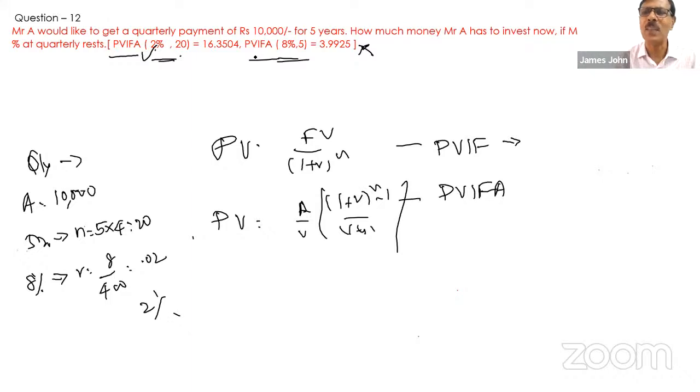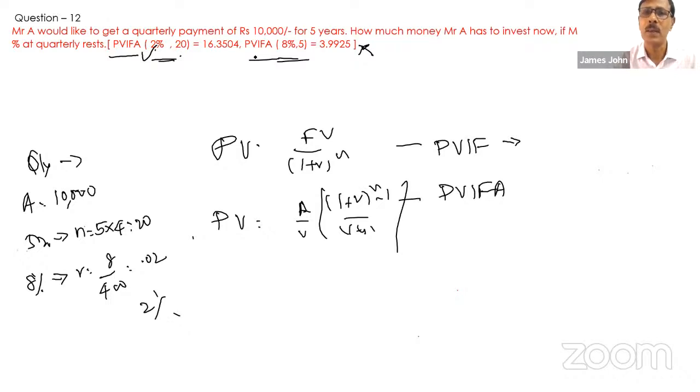You look at the periodicity. What is the periodicity of the annuity? Quarterly. So 8% means quarterly. What is the effective value of R? 2%, isn't it? Correct. And 5 years, how many quarters? 20. Therefore, you have to take 2%, 20, not the other one. Understand? Both are given to get you confused, so look at the periodicity, and accordingly you have to choose the factor.